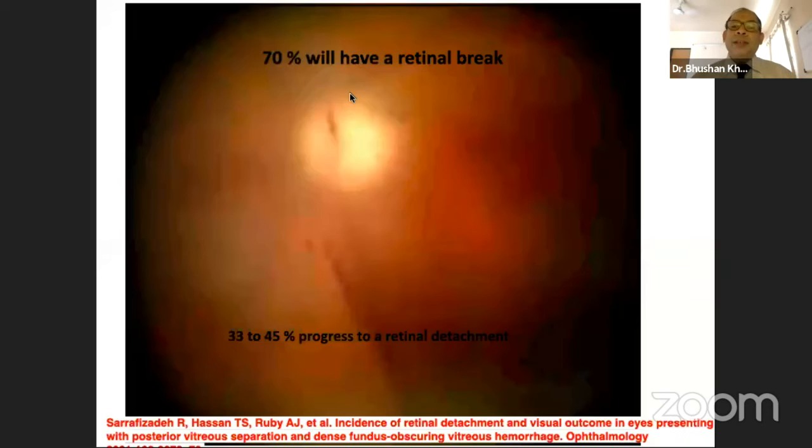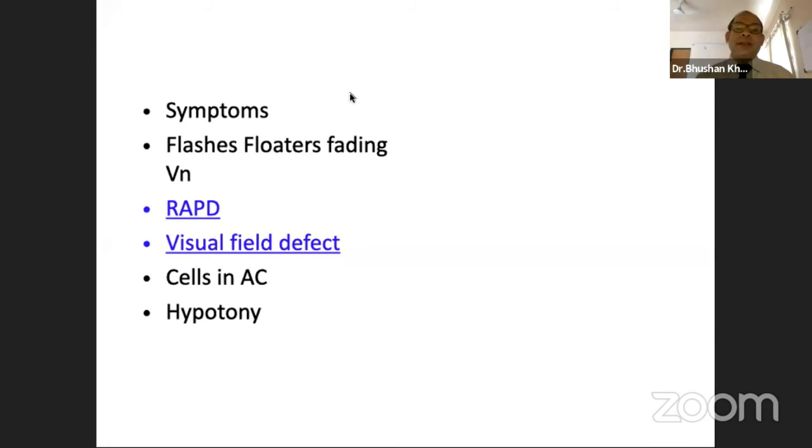Some patients may present with vitreous hemorrhage. It's important to note that 70% may have a single or multiple break in these patients, and a majority of these may go on to progress to form a retinal detachment later. So it's very important to examine these patients. In our clinical examination, other clues may be indicative of something more alarming.